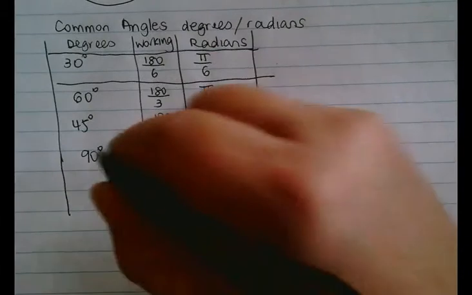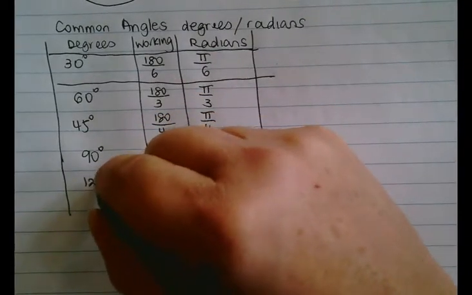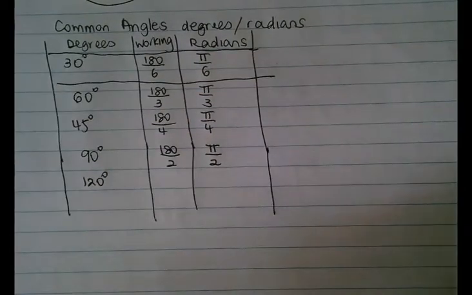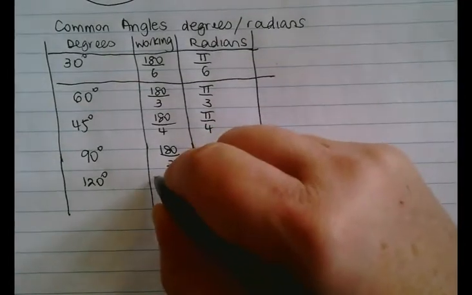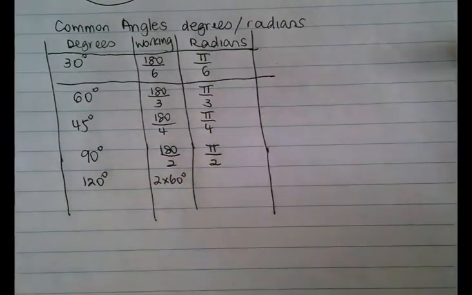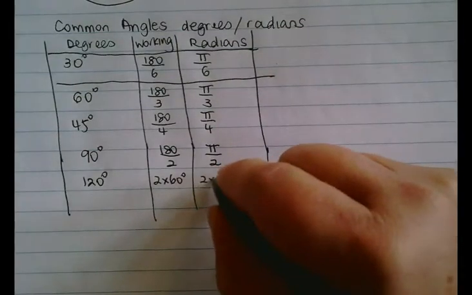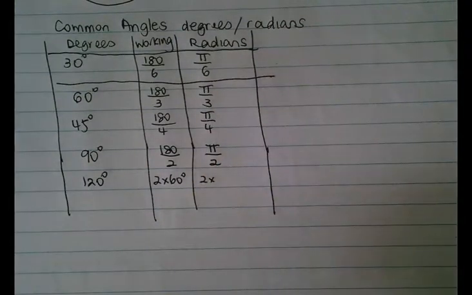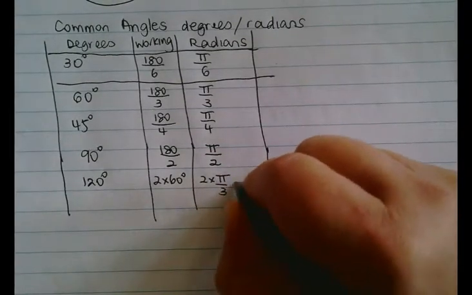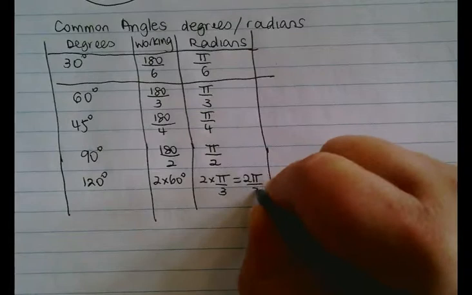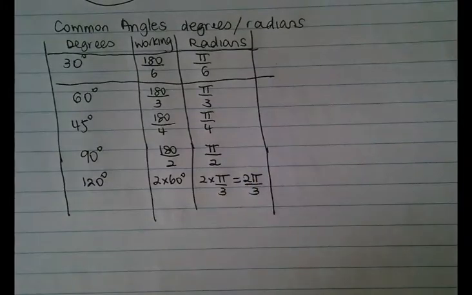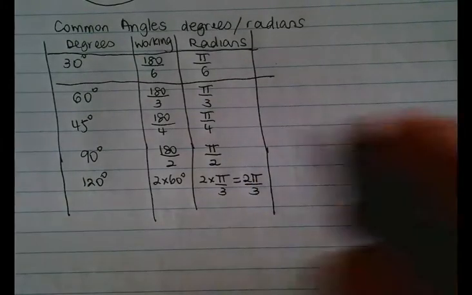Let's say I had 120 degrees. All right. I think, isn't 120 2 lots of what? 2 lots of 60, isn't it? That's how I think of it. I think of it as 2 lots of 60. So it's 2 lots of, and isn't 60 180 over 3? So 2 lots of pi on 3. So it's 2 pi on 3. How are you with that, girls? 120.